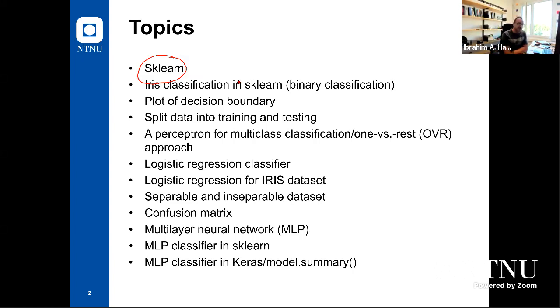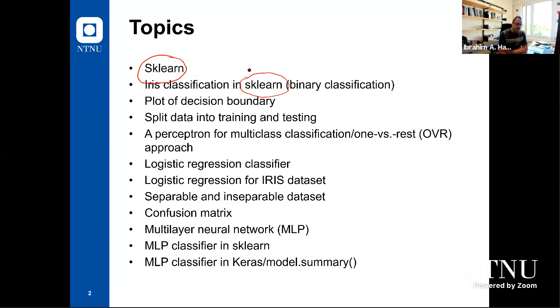Last time we implemented our perceptron, if you can remember. So we studied the perceptron and we studied the perceptron learning rule. We started also the adaptive linear unit, but today we will try to implement a perceptron using sklearn. Sklearn is a very nice tool, and it's a very important tool in machine learning, and we need to know how to use it.